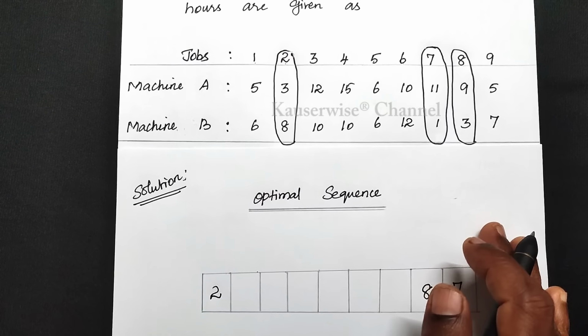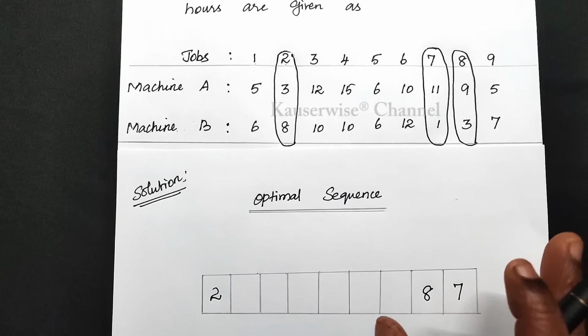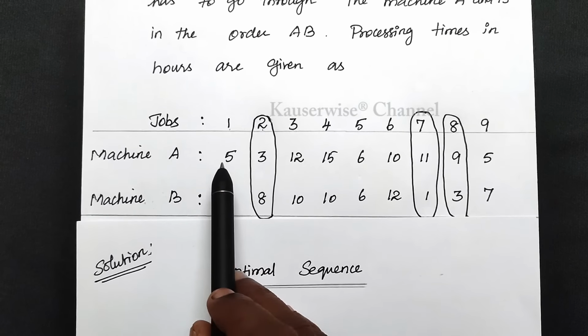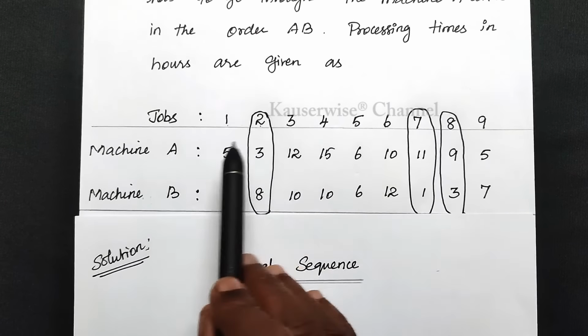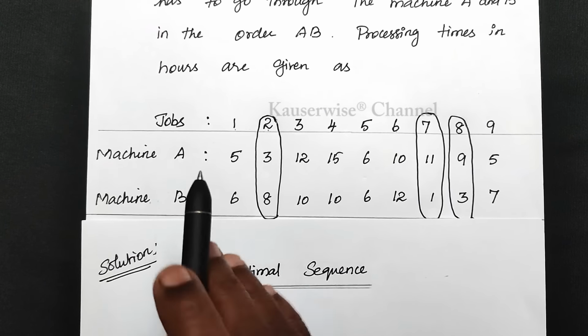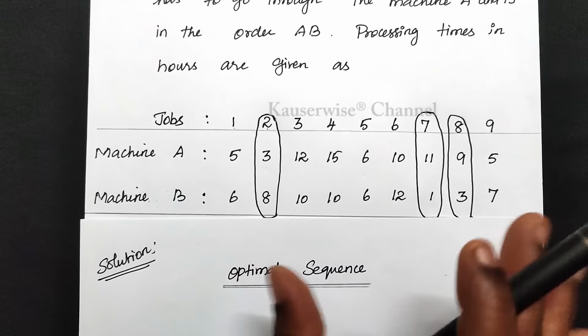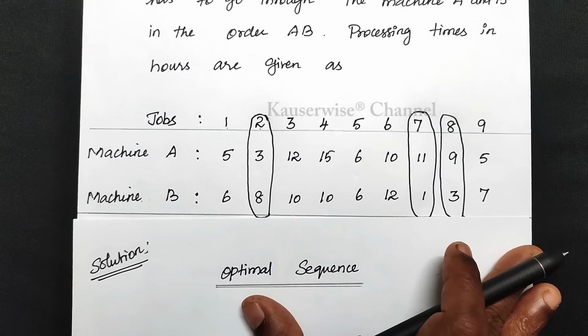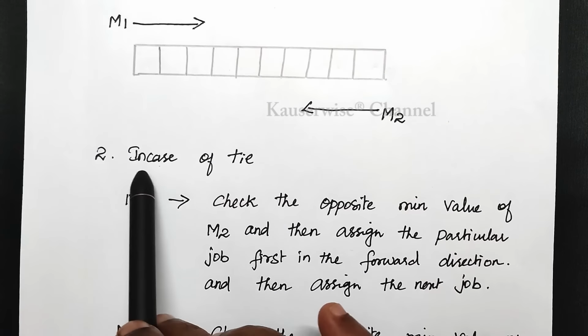Again, we need to follow the same procedure to complete the optimal sequence. See, the next minimum value is 5, but it occurs in 2 different places for the same mission, that is mission A. So, this is called a tie. There is a procedure in case of a tie. Let us see the procedure.